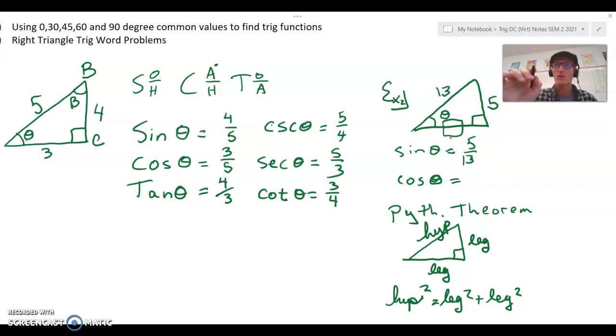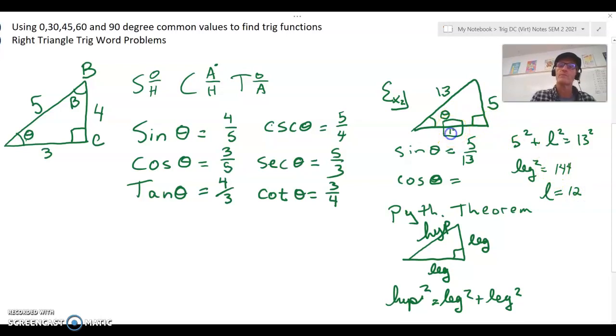Okay, so how do we do this? Well, 5 squared plus that other leg squared equals 13 squared. That's the hypotenuse. So a squared plus b squared equals c squared, or leg squared plus leg squared equals hypotenuse squared. Okay? Now, in order to do that, we get leg squared equals 169 minus 25 is 144. So the leg is equal to 12. So now you can find all the other ones. See, the cosine of theta is 12 over 13. And you could find the other 6.